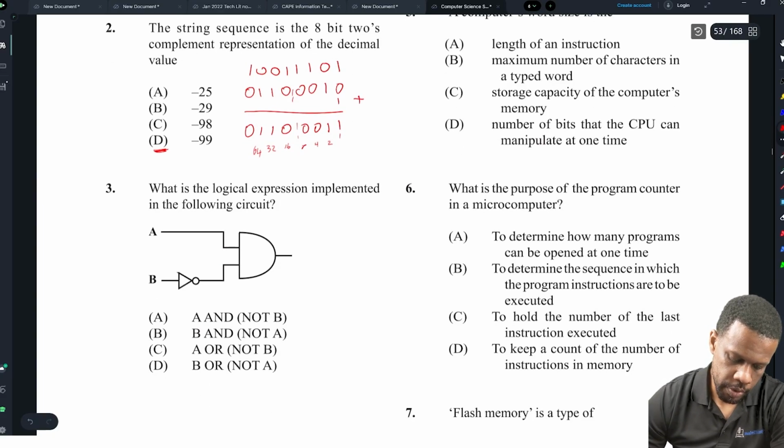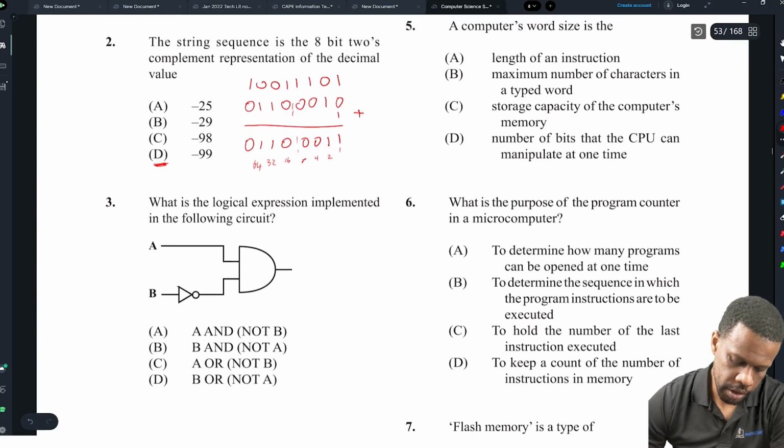What is the logical expression implemented in the following circuit? This is A, this is an AND. So A and not B, A and not B, because this is a NOT. So the thing here will be not B. Yep.